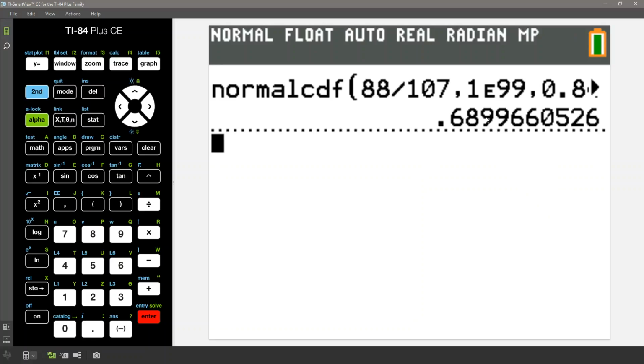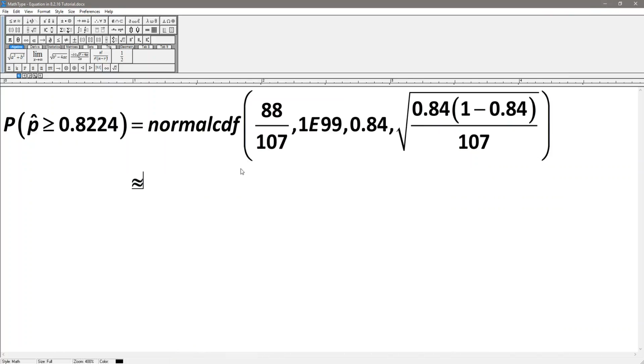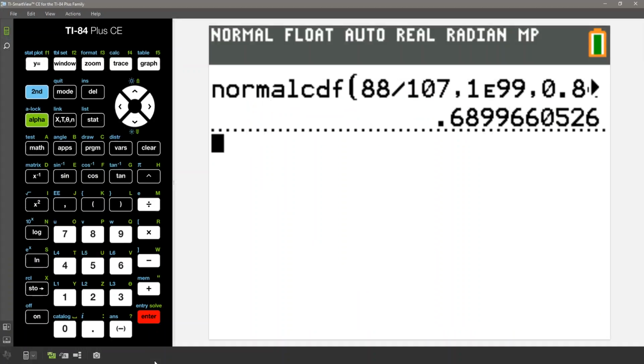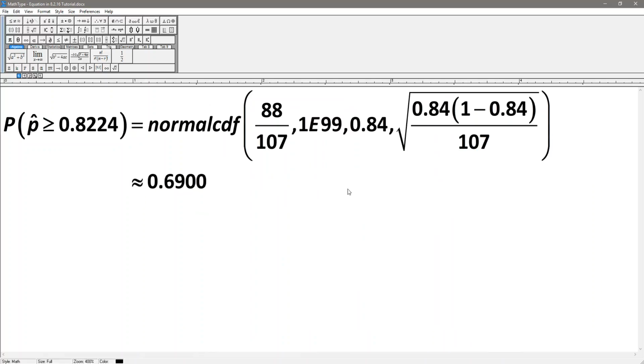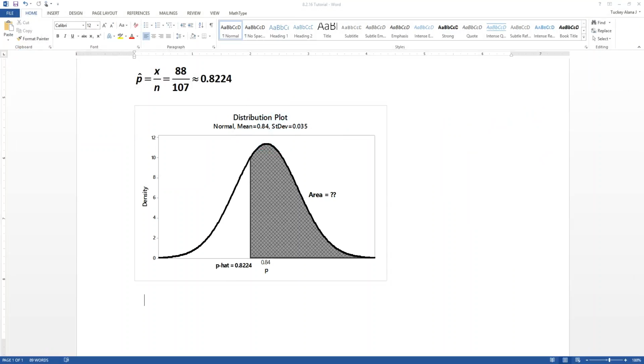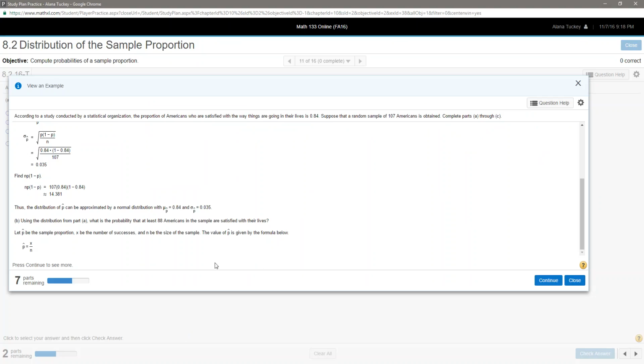And I get 0.68996, which if you round to 4 decimal places, that 6 would round the 99 up and become 0.6900, right? Let me go back and double check that. Yeah, 0.6900. Now, if they want less accuracy than that, then we can use the decimal approximations for some of these things. But let's see what they do when they look at the problem. And that'll give us a hint of how much decimal approximation we want to do.